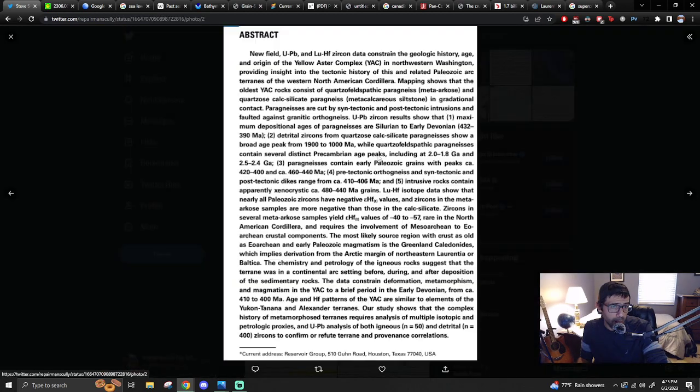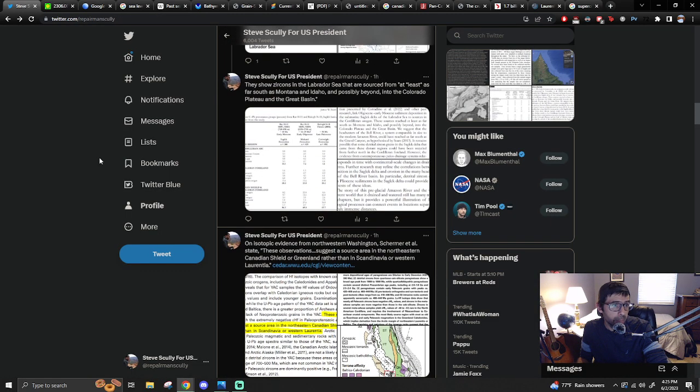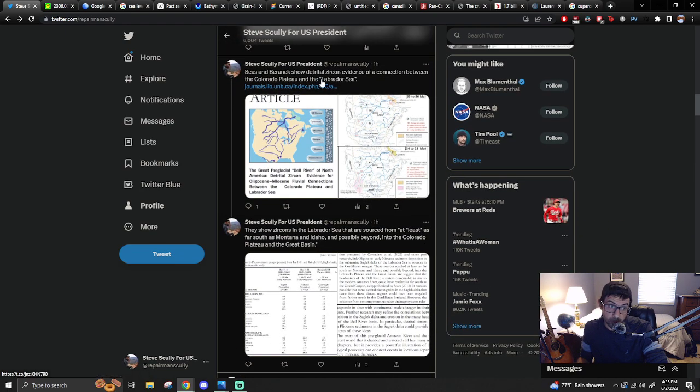Okay, so there's that. Here's the abstract, which is just kind of referencing some of the peaks. And Greenland, most likely source is the Greenland Caledonides. So Greenland even. Then let's go to this one. This one's real interesting.